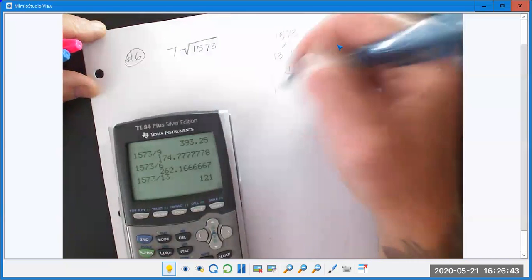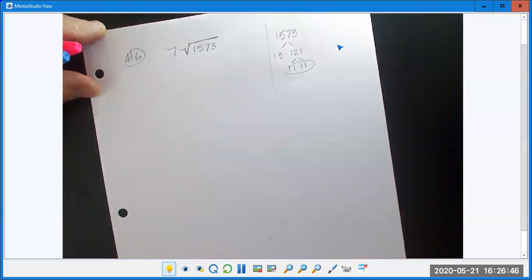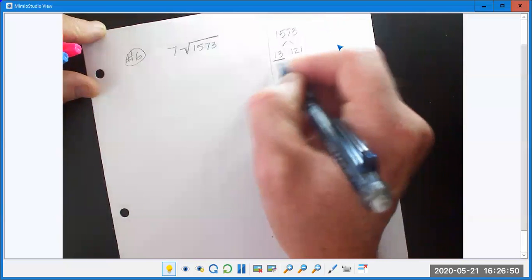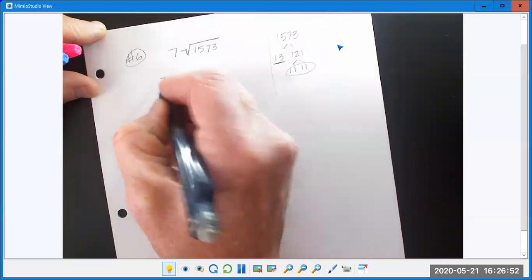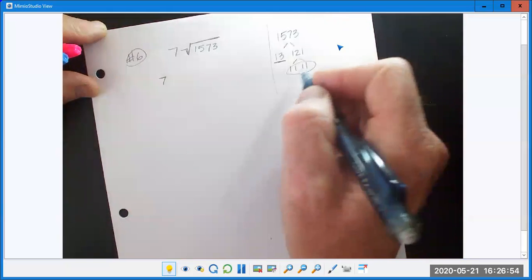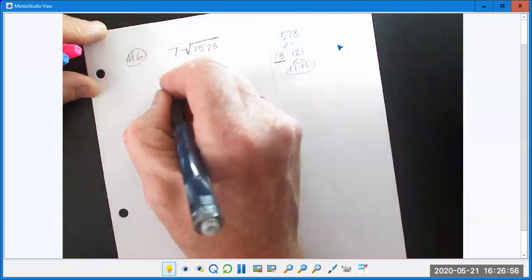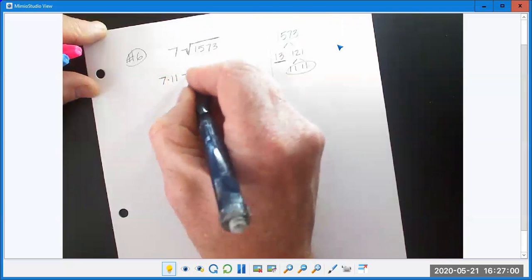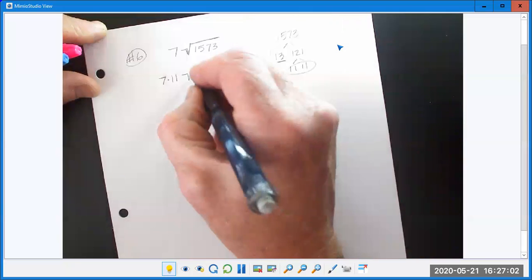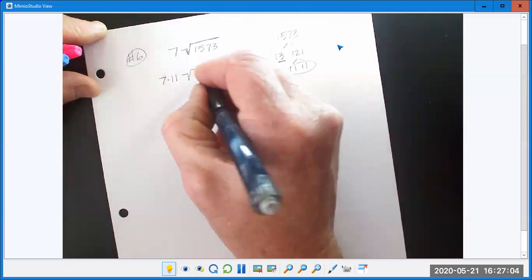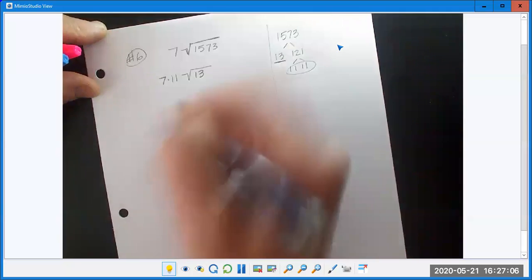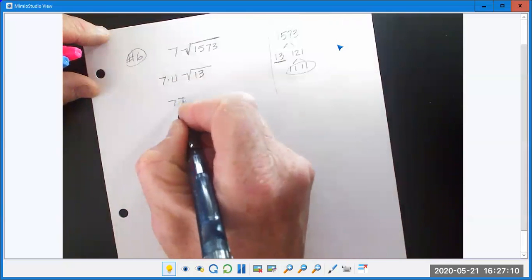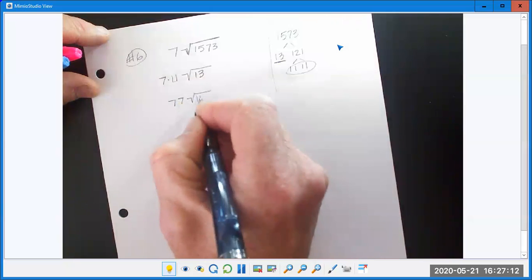Now getting back over to my original problem, I had a term already outside of the radical, which is 7. I have a pair of 11s, so I have 11 that's going to come out. Then what stayed underneath the radical was lucky 13. So to finish this up, 7 times 11 is 77 radical 13.